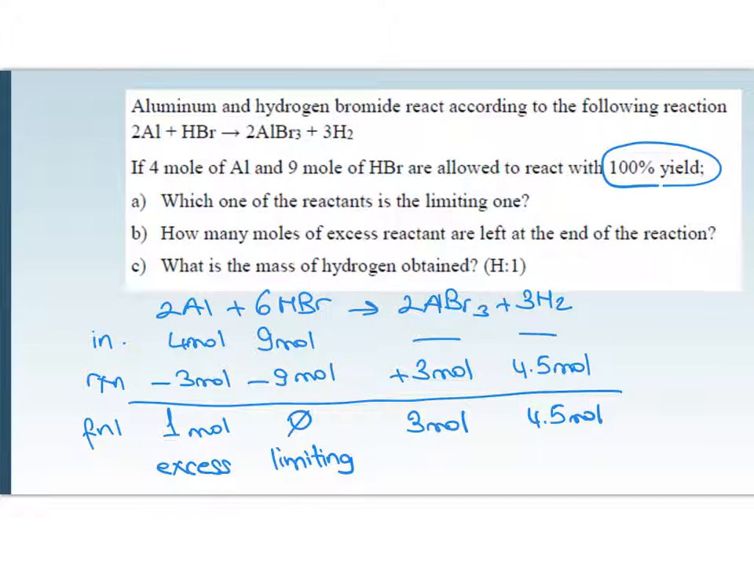For example, A, which one of the reactants is the limiting one? So this is the answer of A. How many moles of excess reactant are left at the end of the reaction? This should be B. What is the mass of the hydrogen obtained? Now this is C, but with one more step. If 1 mole of hydrogen is 2 grams, what about 4.5 mole of hydrogen? This is going to be 9 grams.